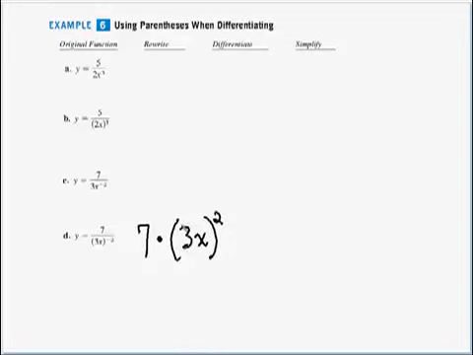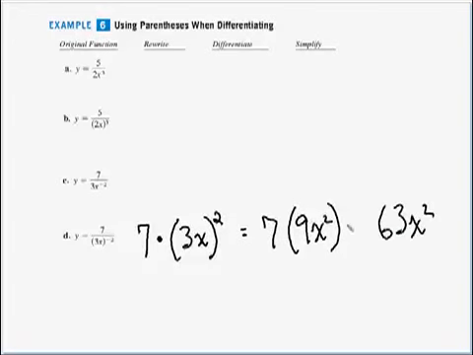Again, we can just sort of FOIL this out. 3x times 3x is 9x squared. So we have 7 times 9x squared. And we can multiply the 7 and the 9. That's 63x squared. And this is still our function, our original y equals, we're rewriting it. And now it's all set to take an easy derivative. Y prime equals, multiply down here, 2 times 63 is 126. X to 1 power lower, x to the first. There we go.